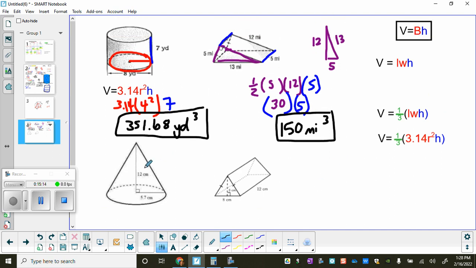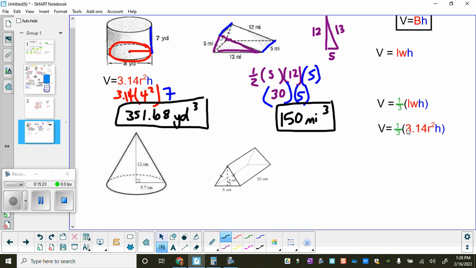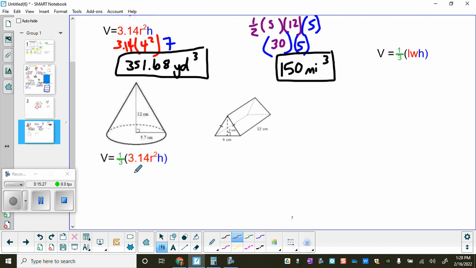All right, now for a cone, again, we know it's going to be the circle times the height, but then I've got to divide that by 3 because it's a cone. So for the cone, it's this formula. We've got pi. The radius here is 5.7. The height is given to us, it's the 12. We don't need the Pythagorean theorem here.